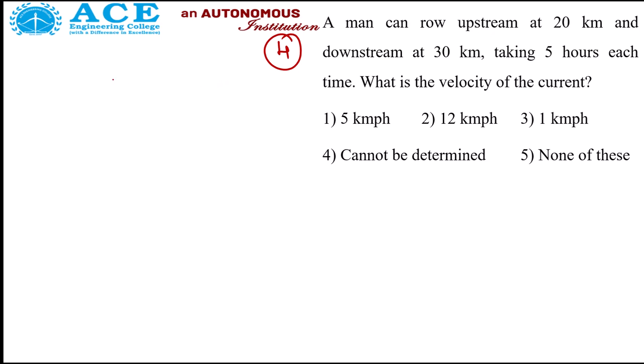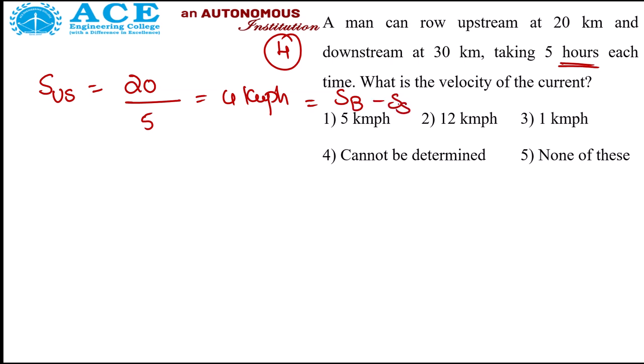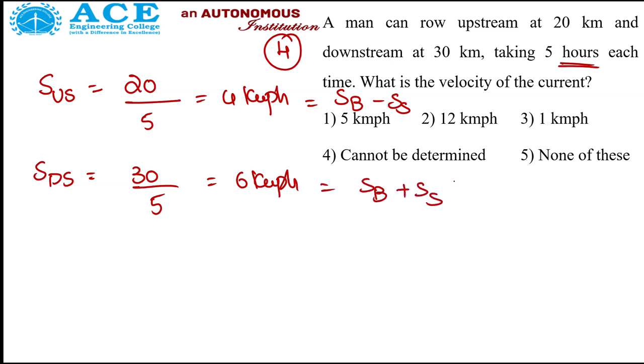They gave upstream 20 kilometers and downstream 30 kilometers, taking 5 hours each. Speed of upstream is distance divided by time. Distance upstream is 20 kilometers, timing 5 hours, so 4 kilometers per hour, which is SB minus SS. And downstream, again distance 30, timing is 5, so 6 kilometers per hour, which is SB plus SS.